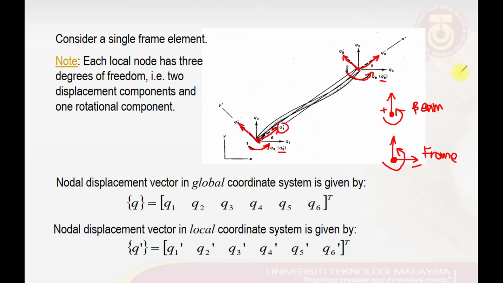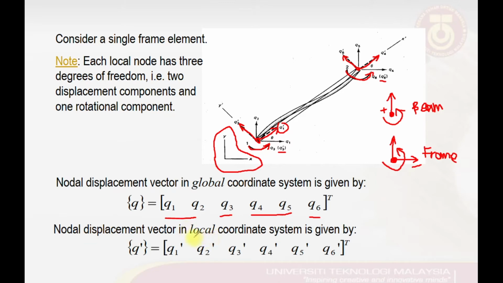But if we are working with the whole frame, or the whole structure that we are going to solve, then it is very important to translate all the deformations in the local coordinate system into the global coordinate system. The nodal displacement vector in the global coordinate system is given by Q, where Q1 and Q2, Q4 and Q5 represent the translations in the x and y directions, while Q3 and Q6 represent the rotation at each node.